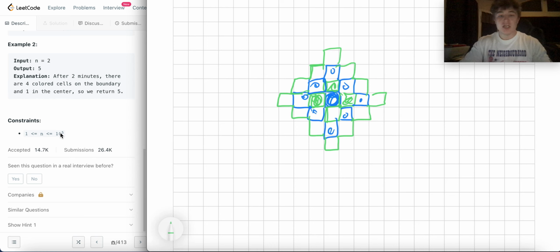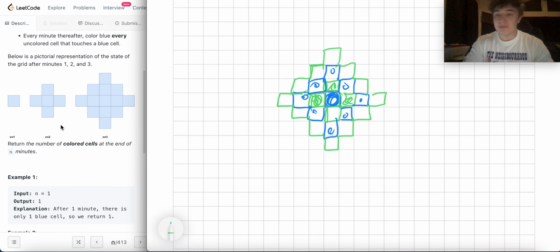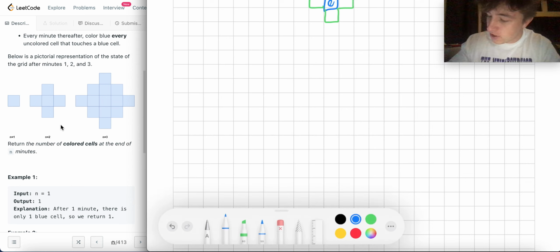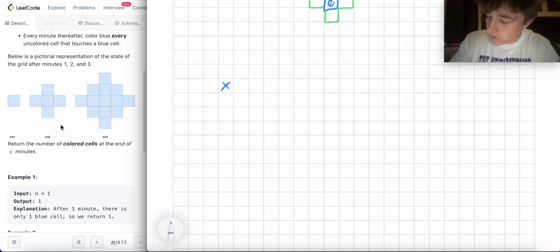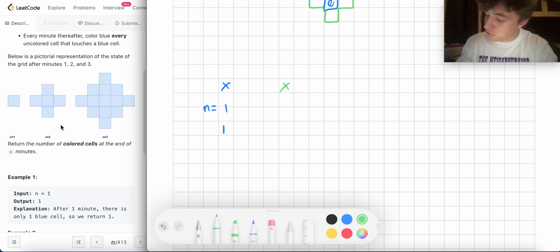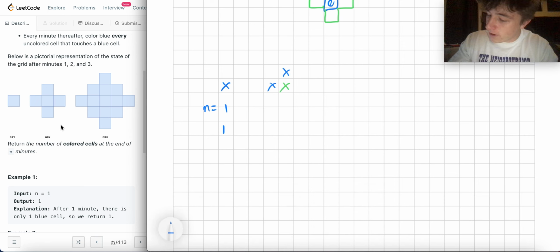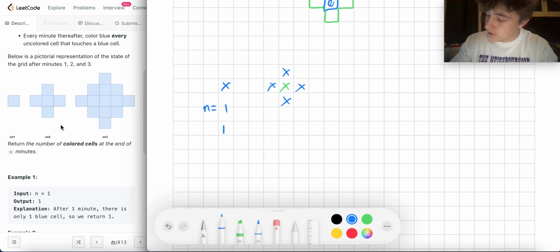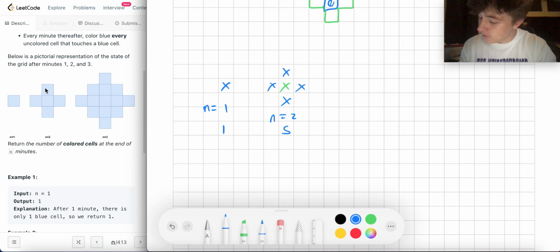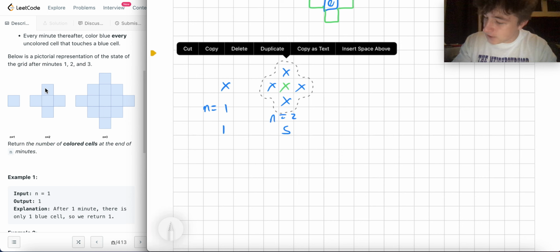Okay? So in order to do that, the best way to figure it out is to walk through the system. So n equals 1, n equals 2, n equals 3, etc. For n equals 1, you can just touch one thing. For n equals 2, you take n equals 1, and then you add 4 neighbors. So this is n equals 2, and here there's 5: 1, 2, 3, 4, 5. And then for n equals 3, we're going to take n equals 2, of course.